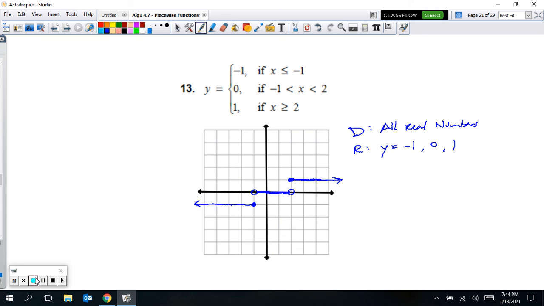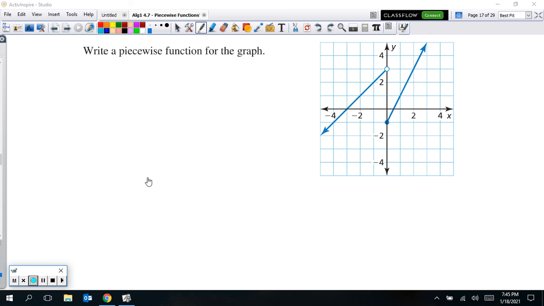All right, a couple last sections here. Just a few more problems. Okay, the next couple of problems ask us to write a piecewise function. So let's just watch this one and see how they do this.